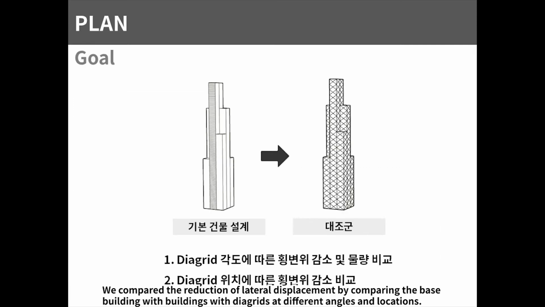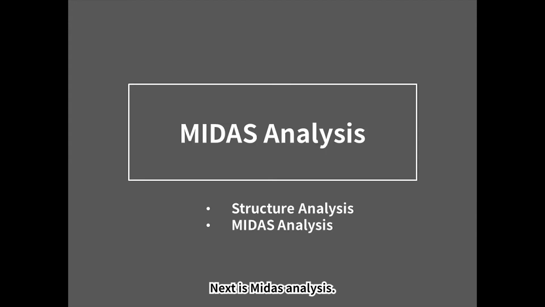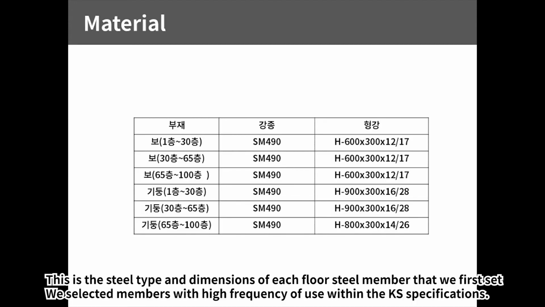We compared the reduction of lateral displacement by comparing the base building with buildings with DIAGRIDs at different angles and locations. Next is Midas analysis. This is the steel type and dimensions of each floor steel member that we first set. We selected members with high frequency of use within the KS specifications.